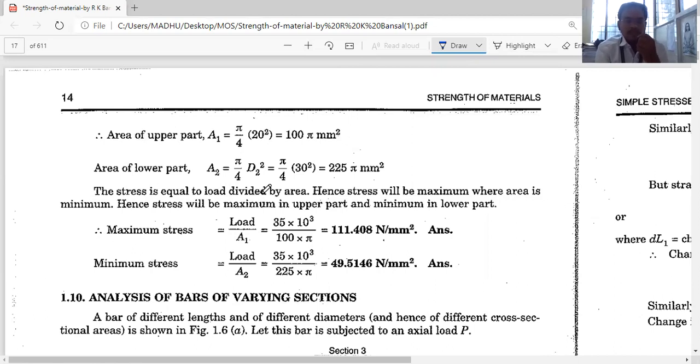The stress is equal to load divided by area. So load divided by A1 will give you this much stress, and load divided by the bottom area will give the other stress. So when the cross-sectional area is decreasing, the stress value will increase.